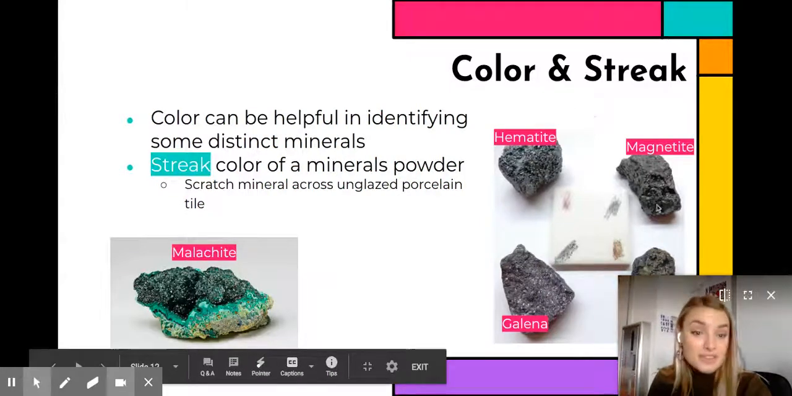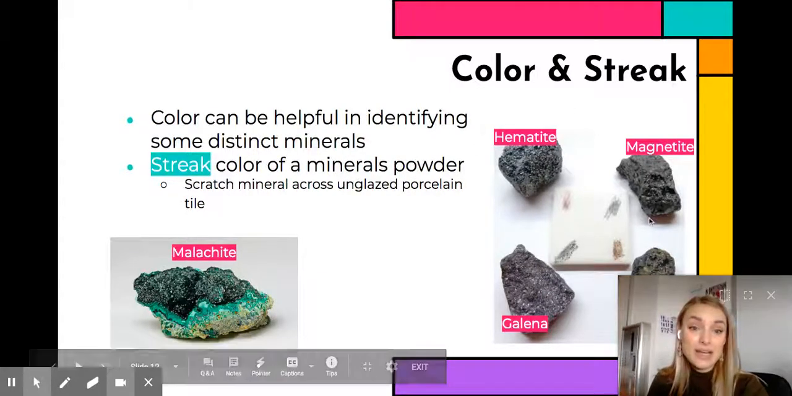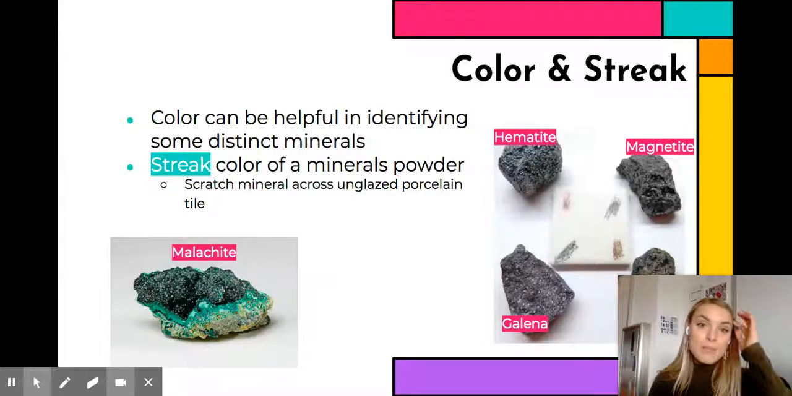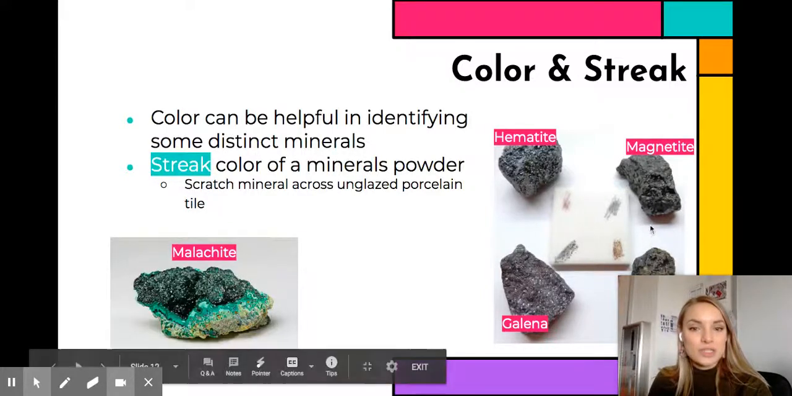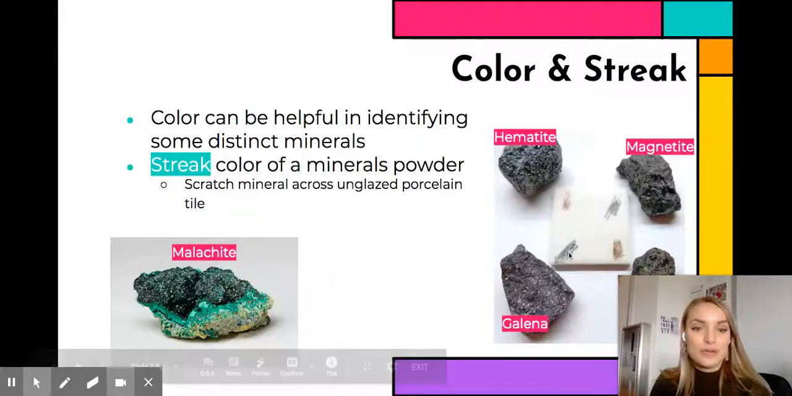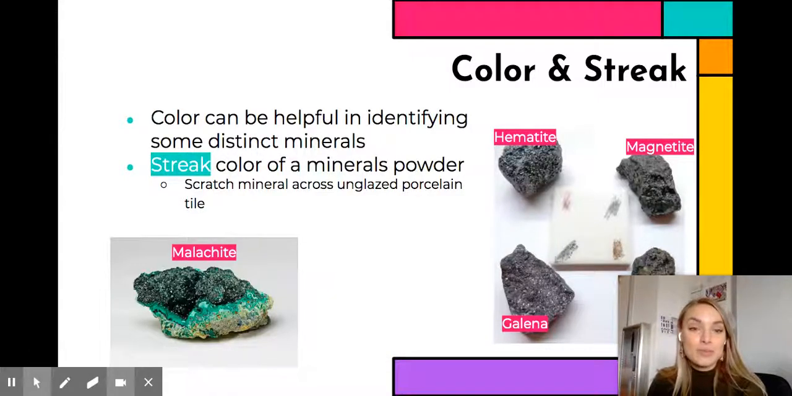They look very similar. They look like they might have the same color. But if we look at the streak, so the color of the powder left behind on this unglazed porcelain tile, the color of the powder is different for each of them. And so that can be a good way that we can distinguish between 2 minerals that have a similar color, to look at the streak.